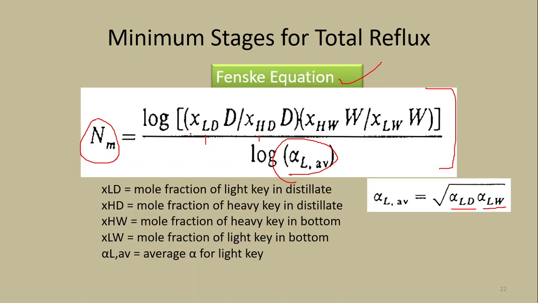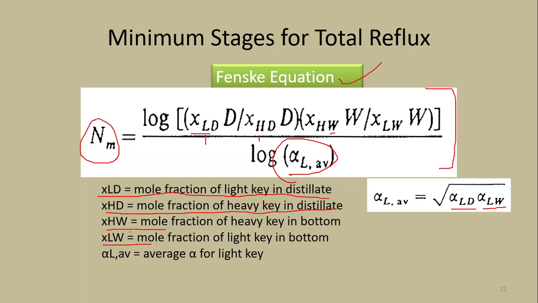What is the meaning of XLD? D is for distillate and W for bottom. So XLD is the mole fraction of the light key in the distillate, and XHD is the mole fraction of the heavy key in the distillate. Similarly, XHW is the heavy key in the bottom, and XLW is the light key in the bottom, as mole fractions. It is all about B and C. So we can know that.